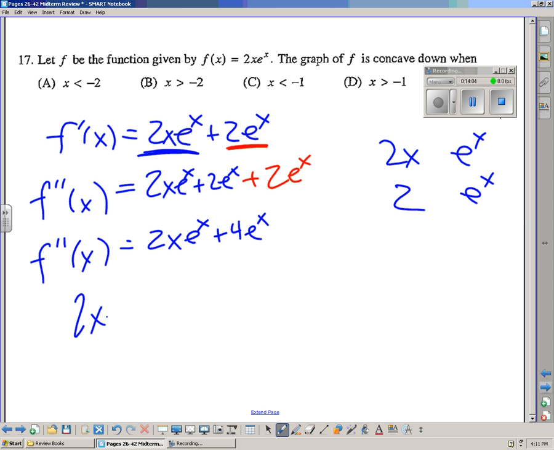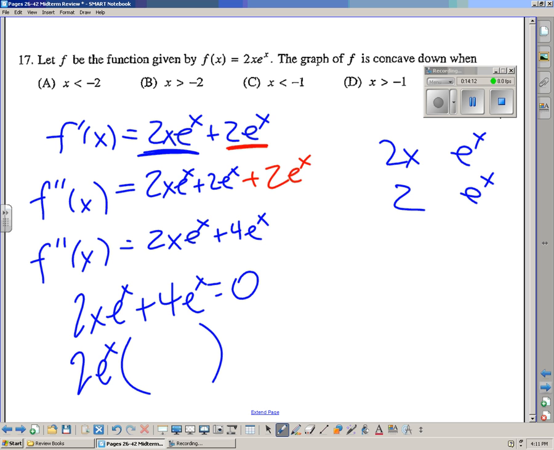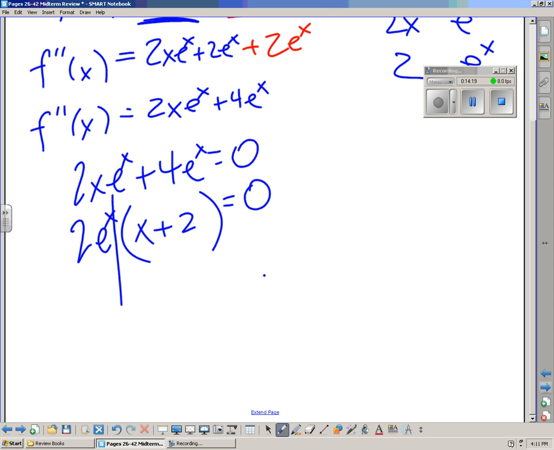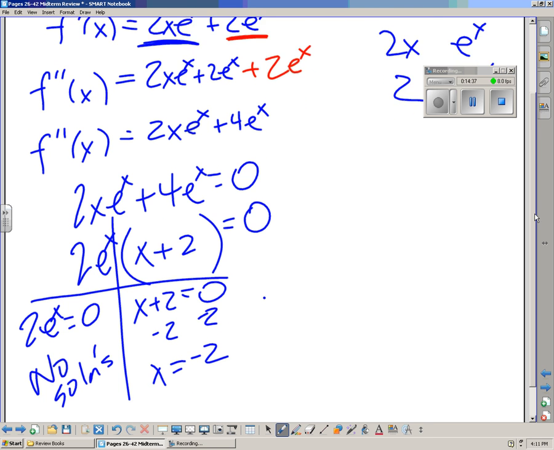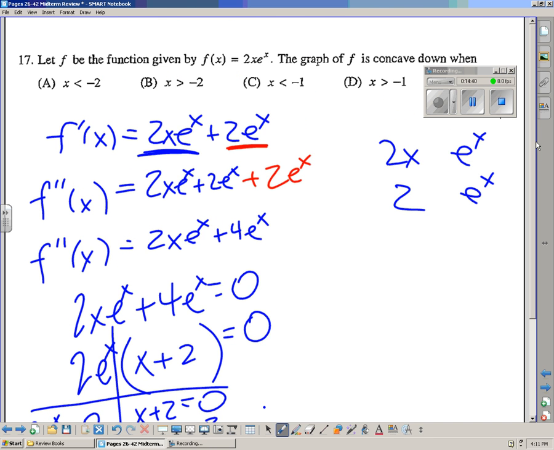We need to set this thing equal to 0. So we're going to factor out a 2e to the x. What's left would be x plus 2 equals 0. And so here we go. 2e to the x equals 0. Well, e to the x is always positive. 2 is always positive. This has no solutions. x plus 2 equals 0 has a nice solution. x is negative 2. So now we want to figure out where this function is concave down.